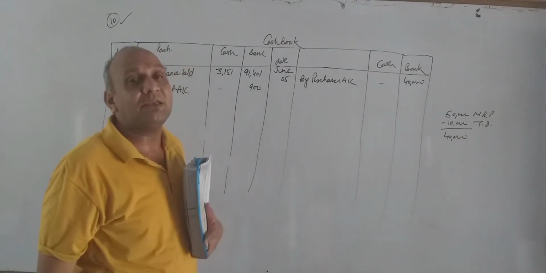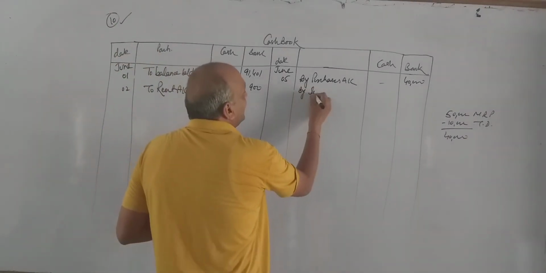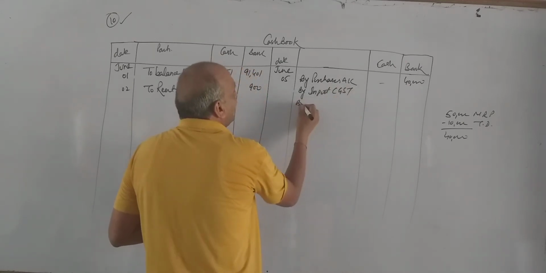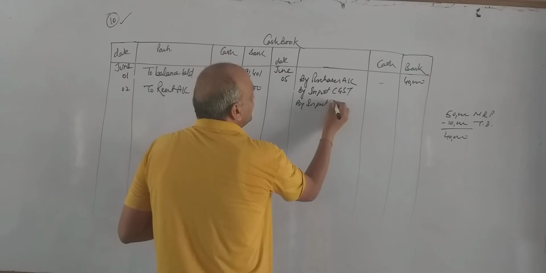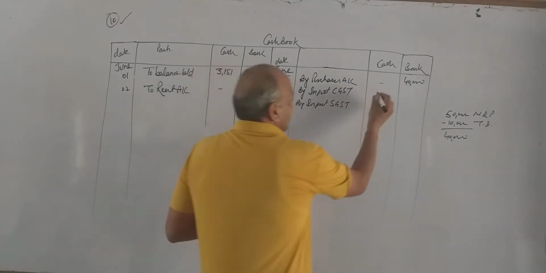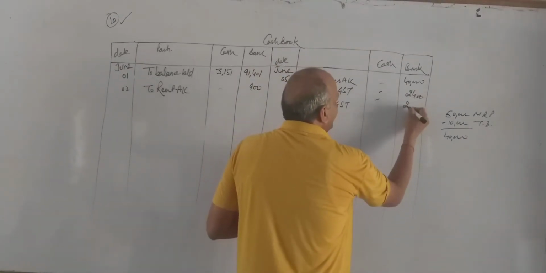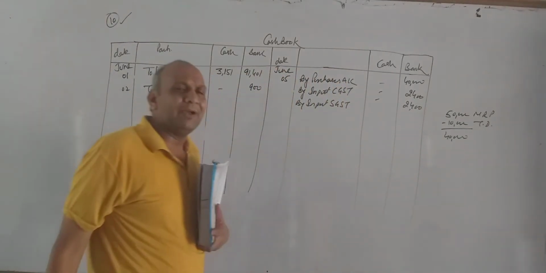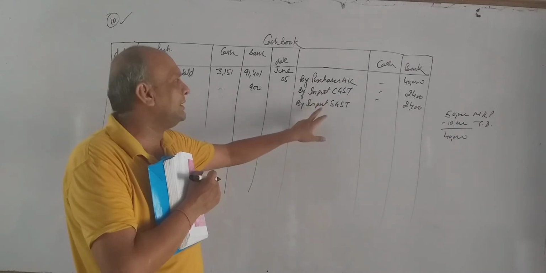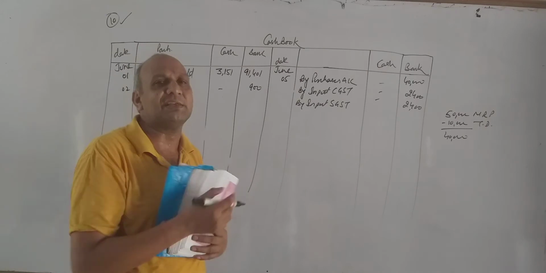Now here we are paying GST also. So with this we have given input CGST and input SGST on purchase. It is 6%. So both I am giving, so it will be 2,400 and 2,400. So my entry will be purchases account debit, input CGST account debit, input SGST account debit to bank account. I think the meaning is clear.